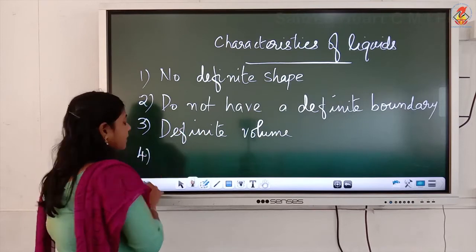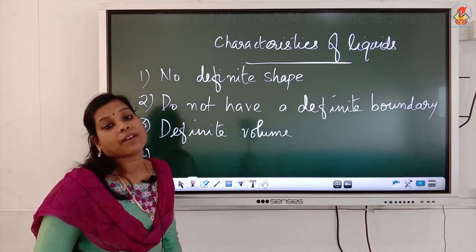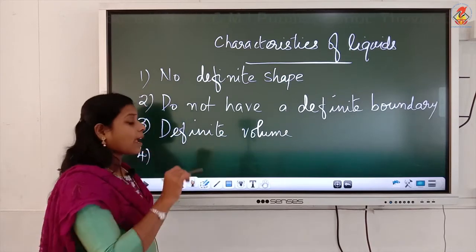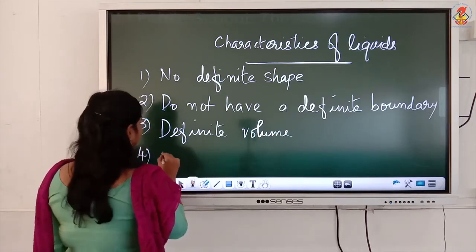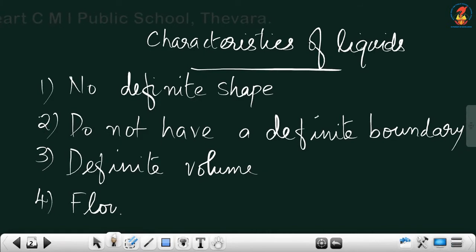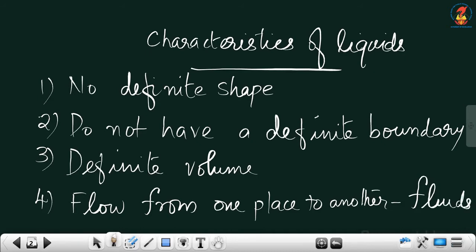Then, the next characteristic is that they can flow from one place to another. So, they are known as fluids. Liquids are known as fluids. They flow from one place to another. So, we can say that they are fluids.